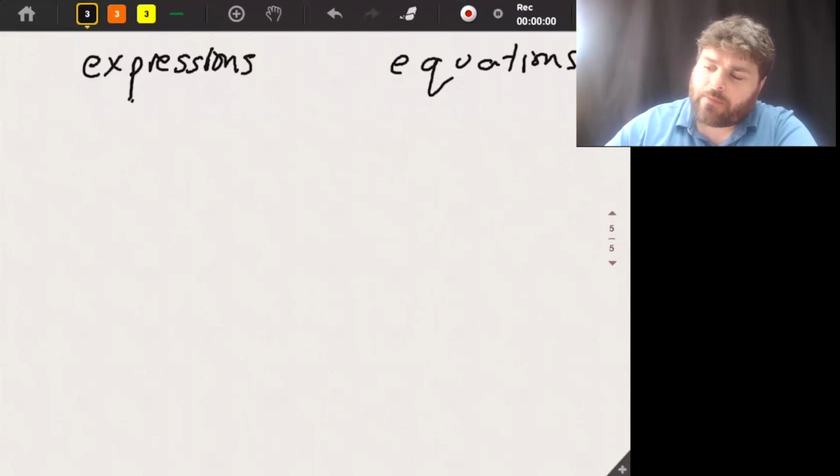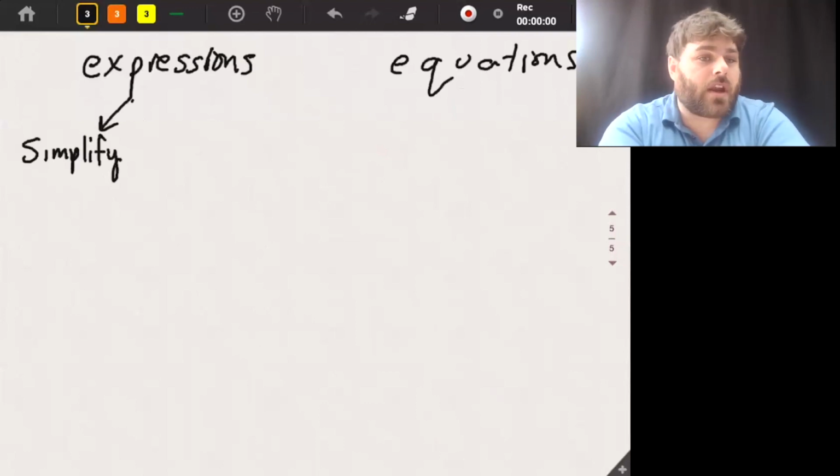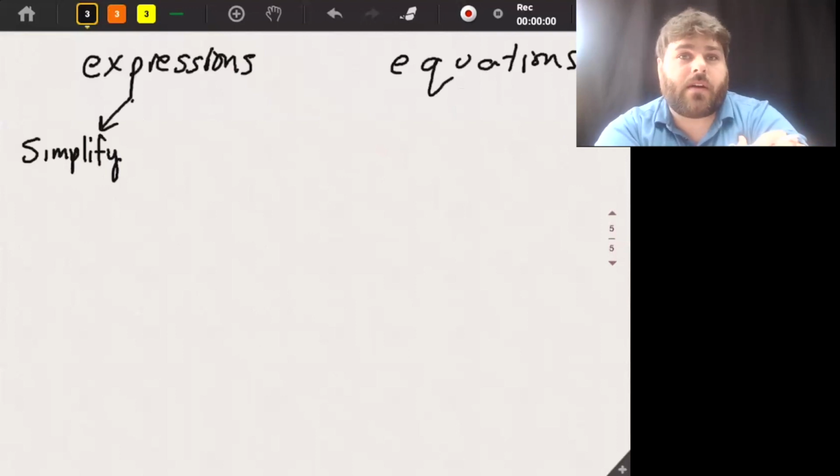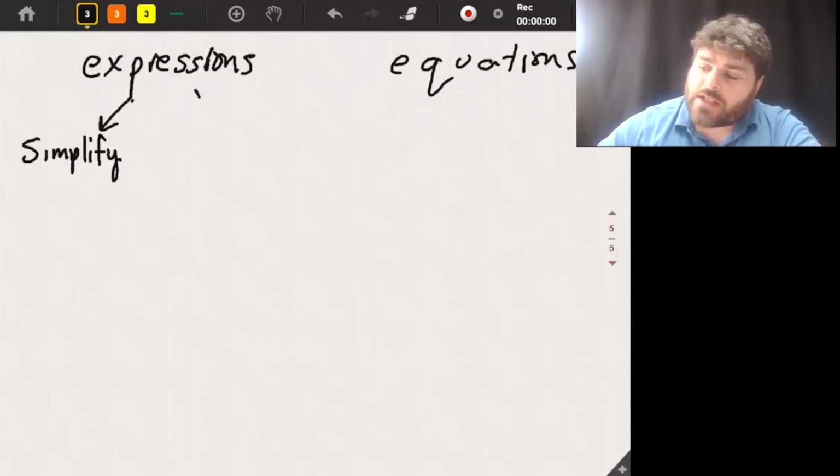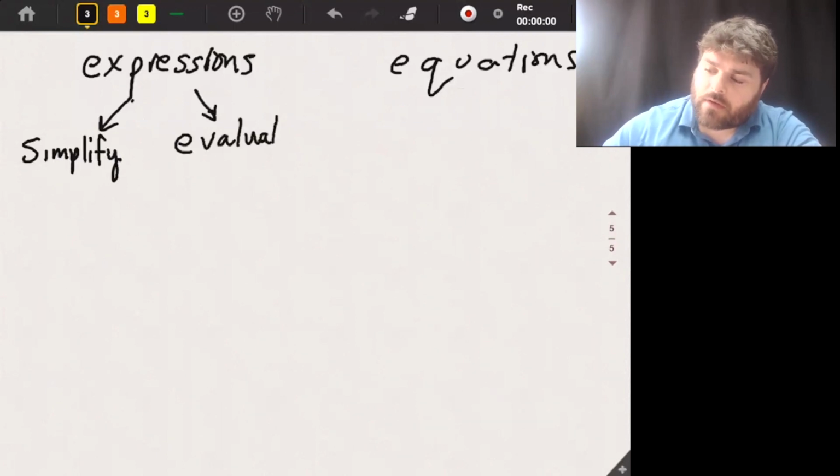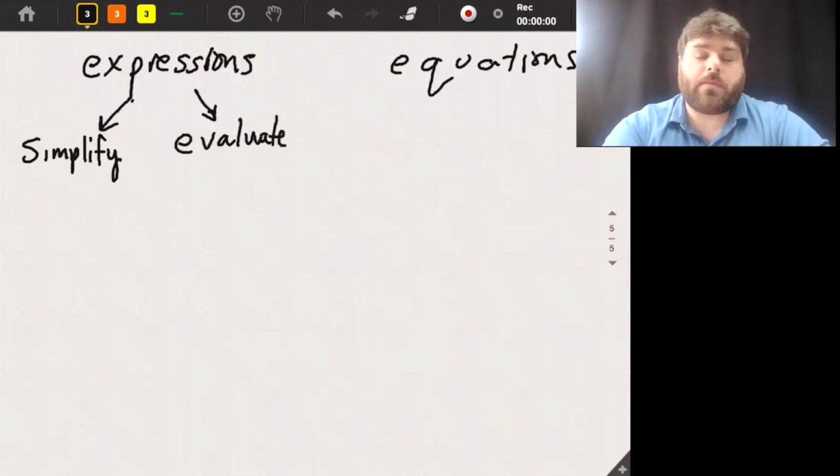First thing you're gonna have to be able to do is you're gonna have to be able to simplify, okay? That is gonna be 85 to 90% of the time when you see an expression, you're gonna be simplifying, okay? That's a really, really big part of the test is the simplification, all right? The other thing you're gonna do is evaluate. Okay, you're either going to be simplifying or you're going to be evaluating. So let's look at simplifying.